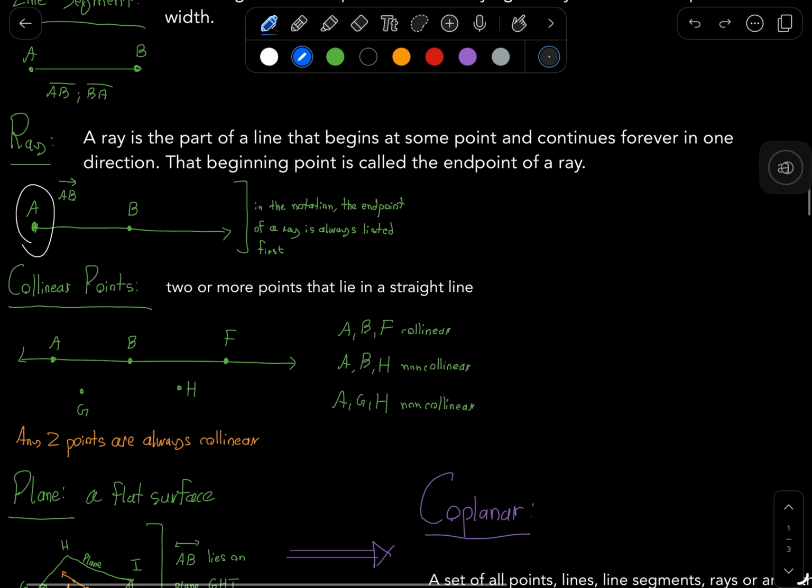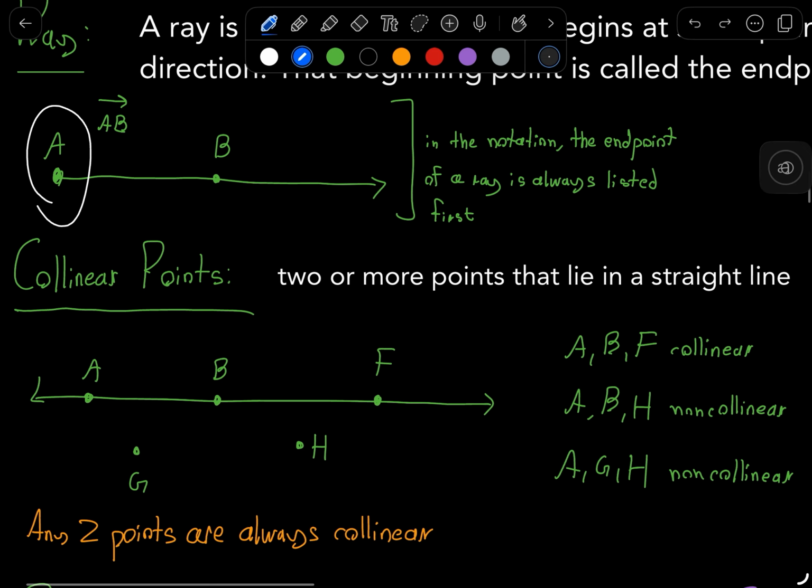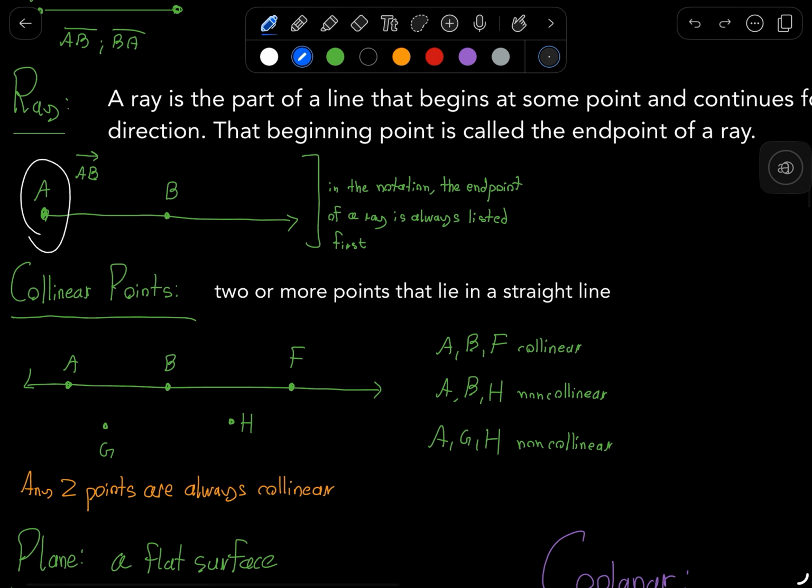So now let's talk about relationships between two figures. The first kind of relationship has to do with collinear figures. We will get into collinearity more in further lessons, but let's just talk about collinear points. First of all, what does collinear even mean? It just means that things are on the same line. Collinear points are two or more points that lie on the same line.